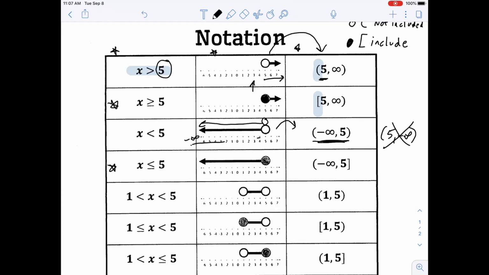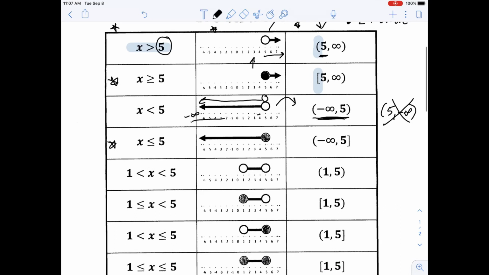So looking at the next one, x is less than or equal to 5. The only difference, again, is that it's a closed circle now on the dot right here. It's closed. And then the interval notation is exactly the same, except now we have a bracket on the 5 because the bar tells us to include the 5. So that's the only difference between those two.